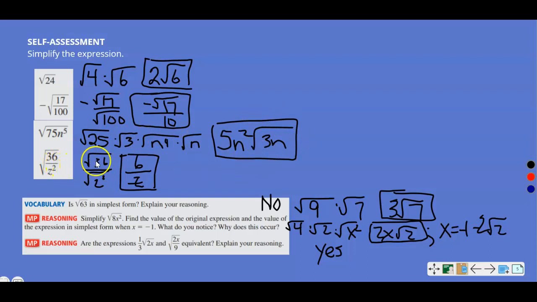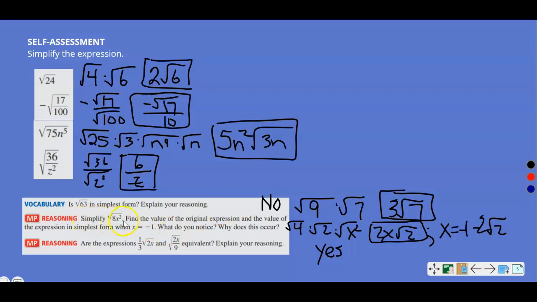The last one here, square root of 36, is a perfect square. z squared is a perfect square. So that simply reduces to 6 over z. All right, vocabulary: is the square root of 63 in simplest form? Explain. No, it's not, because you can rewrite 63 as 9 times 7. 9 is a perfect square, so you can rewrite that as 3 square roots of 7.